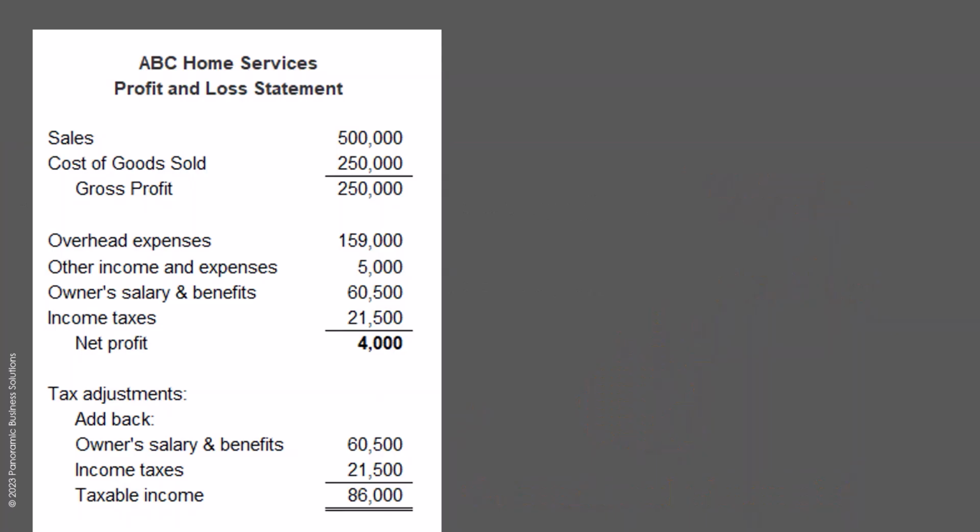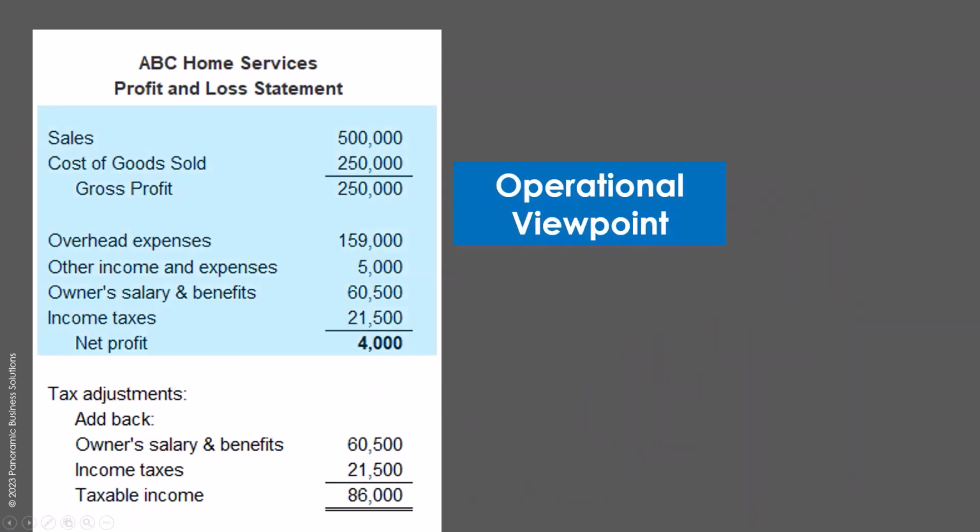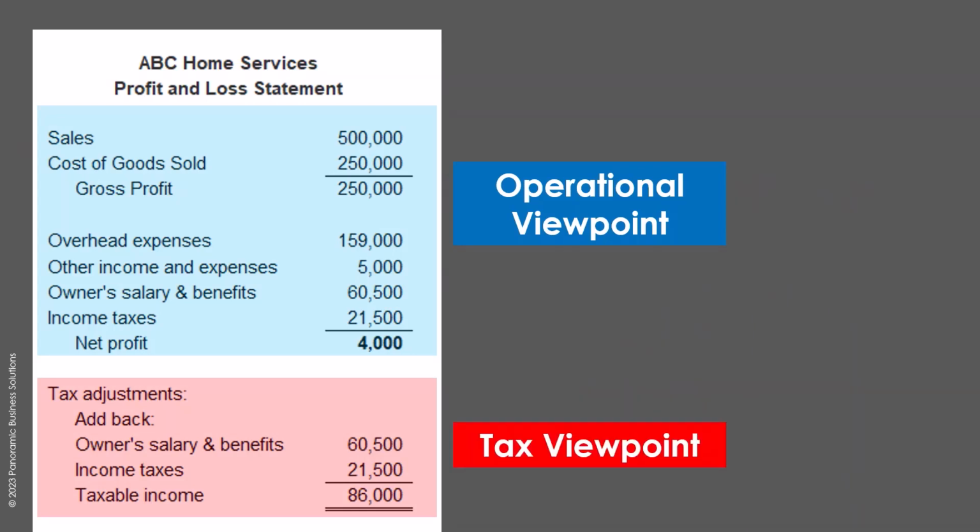Your business can create the operational reports that you need, and your tax accountant can make the tax adjustments that they need for the tax return. This is what it would look like. You would have an operational report that would show that top information, and then your tax accountant would make the adjustments to create the tax viewpoint.